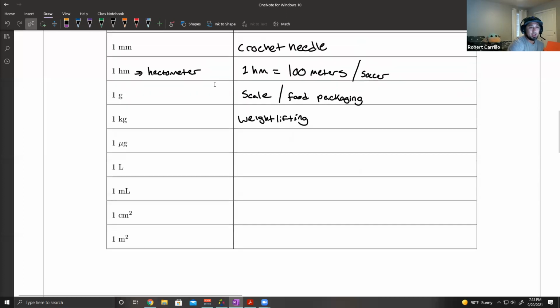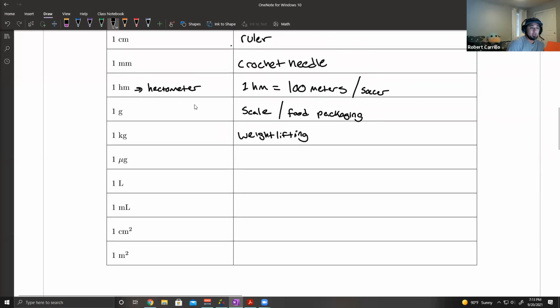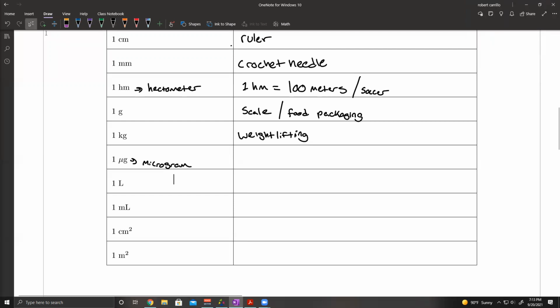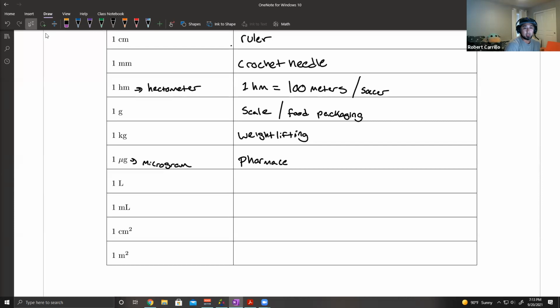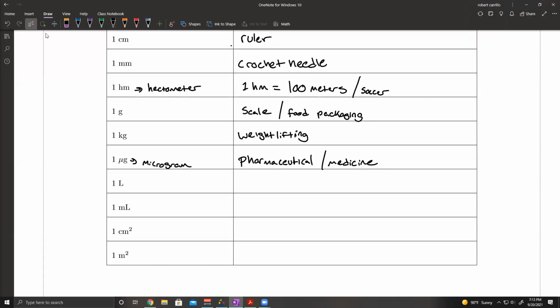All right. What do you think about this one? This is 1 microgram. Where would you think you'd see a microgram? I was thinking maybe with pharmaceutical companies. Okay. Pharmaceutical. Or you could just put medicine, because I actually have some that are micrograms. Really? Cool. I like it.